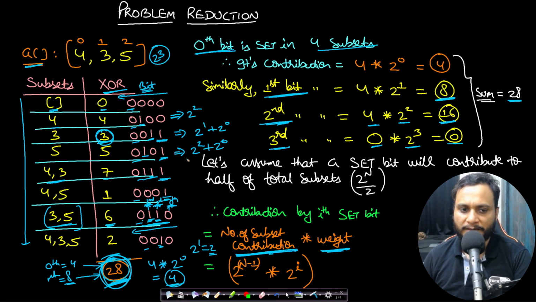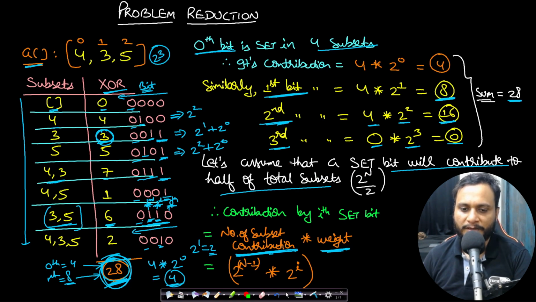Now for the main part, if you have done this enumeration, then you might figure out that a set bit will only contribute to half of the total subsets, exactly half of the total subsets. But I haven't shown you the proof for why this statement is true.